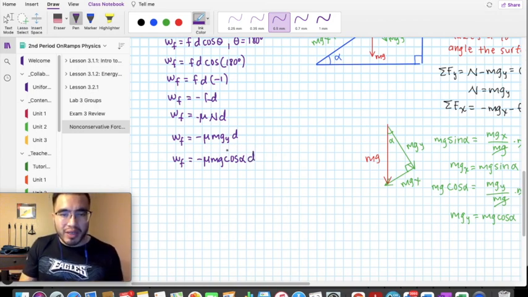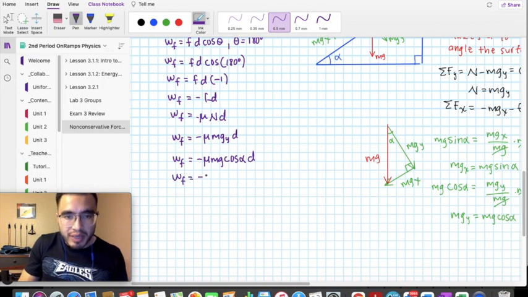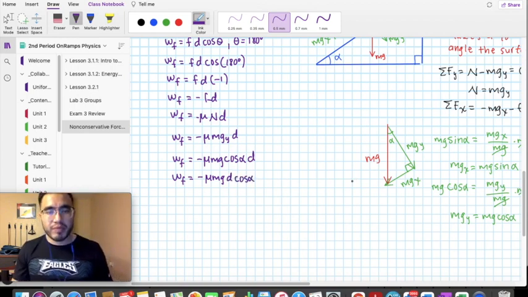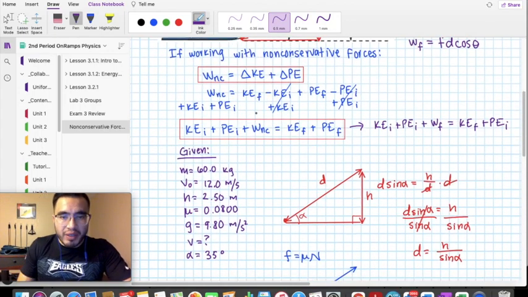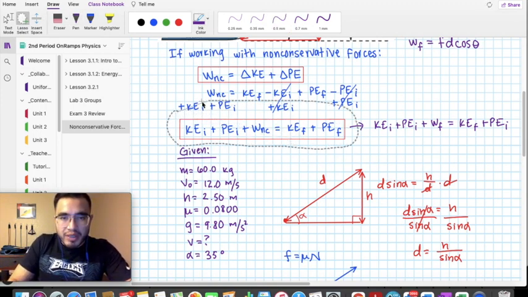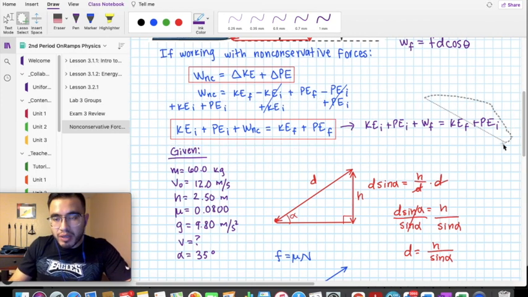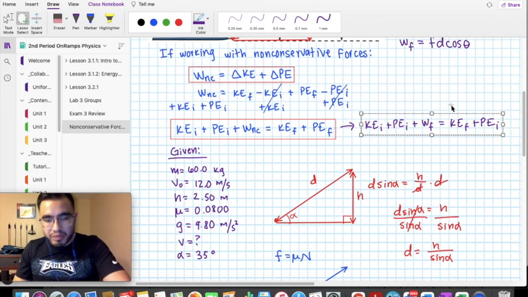And let's get our letters together. Mu, the coefficient of friction, is a Greek letter, so it qualifies as a letter. So negative mu mgd cosine alpha. There you go. Now we didn't find it numerically, we found the equation for the work done by friction. Now we can finally use this one, and I'm just going to copy it. And then we'll replace whatever we need. Oh, not this one. This one. Because that one has the work done by friction.